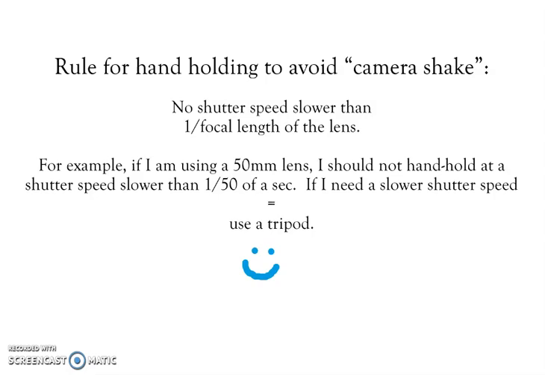If you don't, you're going to have the actual shake of you holding the camera as part of the photo, which means your photo is going to be blurry. We probably don't want that. So anytime you use a shutter speed of less than 1/50th, 1/60th of a second, use a tripod. It's going to be your friend.